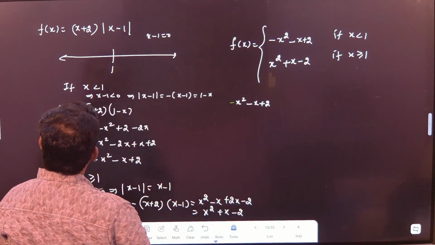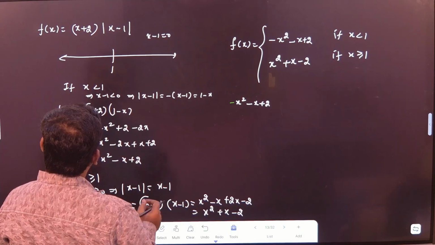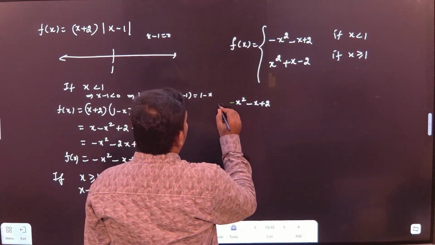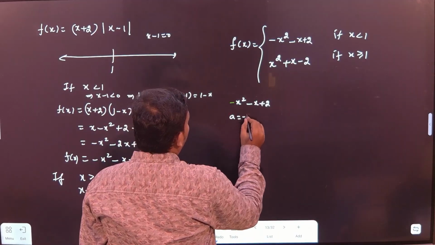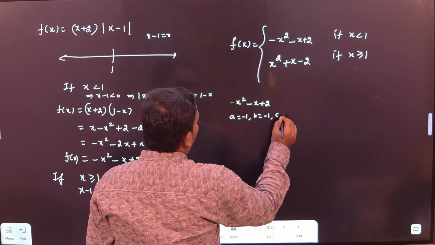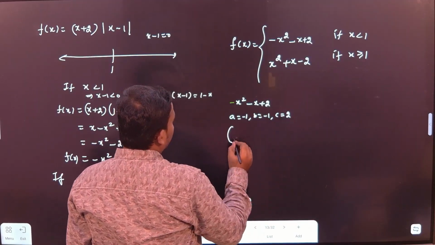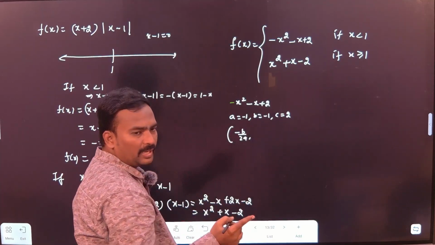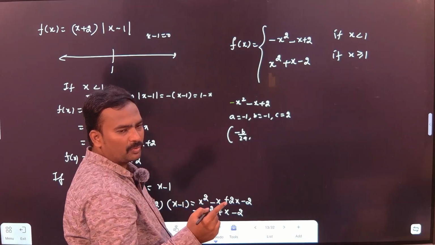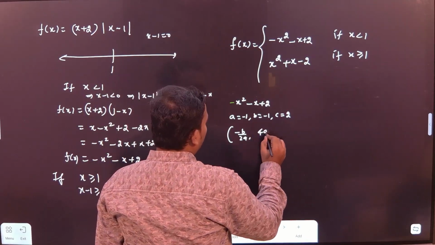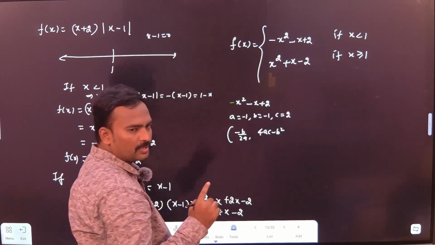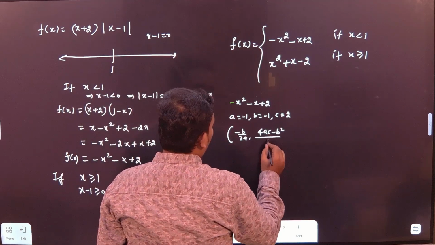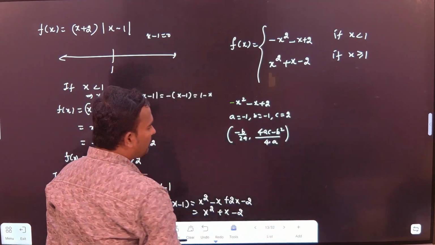So, any other point is there here? Yes, correct only, right? So, what is A here? Minus 1. What is B? Minus 1. C is 2. So, the vertex here is minus B by 2A, minus D by 4A, that is, 4AC minus B square, divided by 4A. Understood? This is the vertex of the parabola.